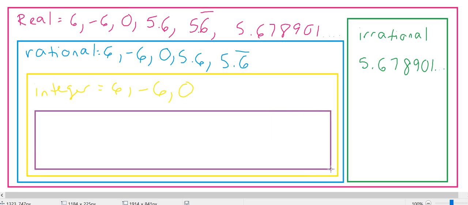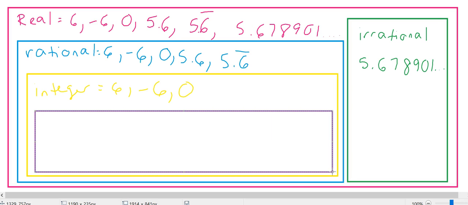Whole numbers are every number that's an integer besides negative numbers. So that would only include 0 and positive numbers. This would be for whole numbers. Whole numbers could be, let's say, 6 or 0.